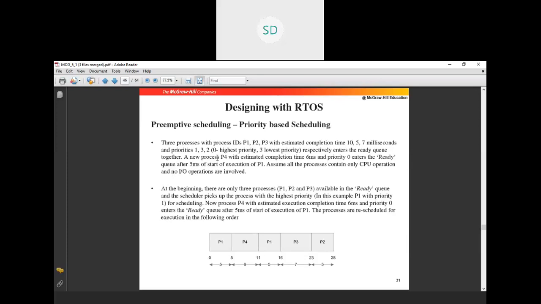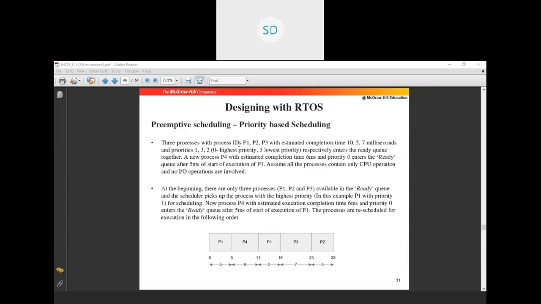Initially process 4 will not be in the ready queue. It will enter the ready queue after 5 milliseconds and it has the highest priority, that is 0. So we'll go through this particular scenario to see how the execution will occur. Before the execution, only P1, P2, P3 are in the queue, where the priority of P1 is 1, P2 is 3, P3 is 2.